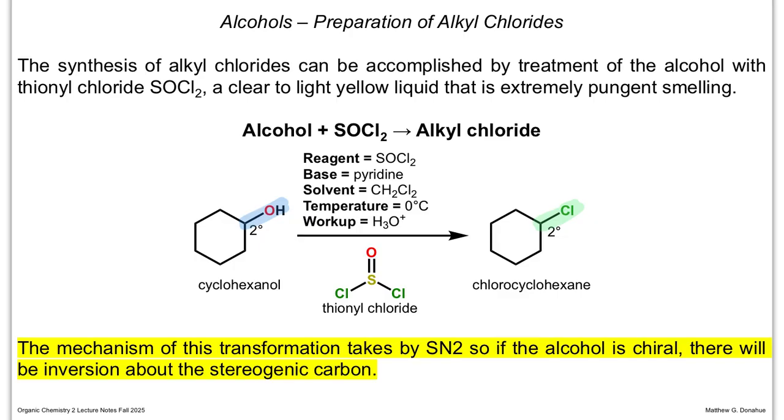So if we want to transform an alcohol OH into a chloride, we can use this reagent called thionyl chloride in the presence of a base, pyridine. And then our solvent is dichloromethane.